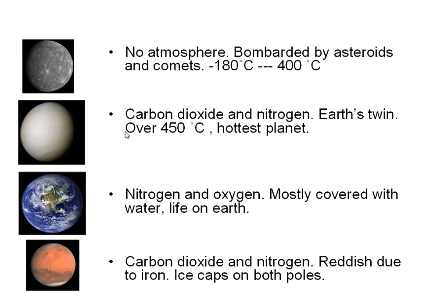Okay, so the surface temperature is over 450 degrees Celsius. It is the hottest planet. And we need to remember that the size of Venus is the same as Earth's, right? So it is called Earth's twin, twin sister. Now the Earth has an atmosphere, right? The atmosphere is nitrogen and oxygen. You know this: 78% and 21%, and 1% is the rest, right? And the Earth is mostly covered with water, right?